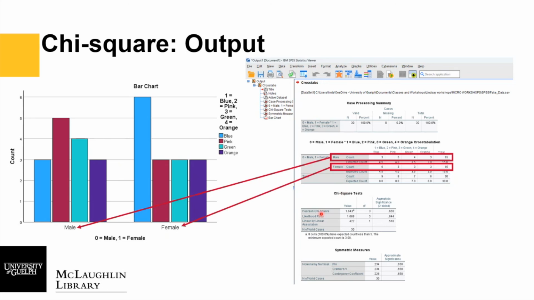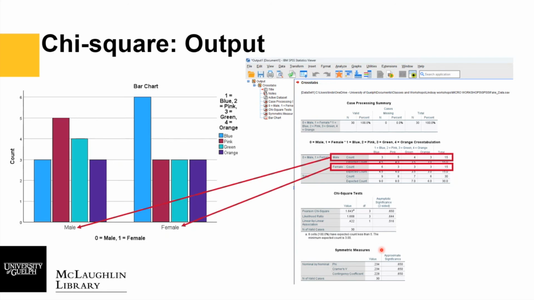That's this third table. The Pearson chi-square line gives you your chi-square value, your degrees of freedom, and your p-value. If P is less than 0.05, you can say we found a significant association between gender and color. Here we found p-value is equal to 0.65, which is greater than 0.05, so we failed to find an association between gender and color.